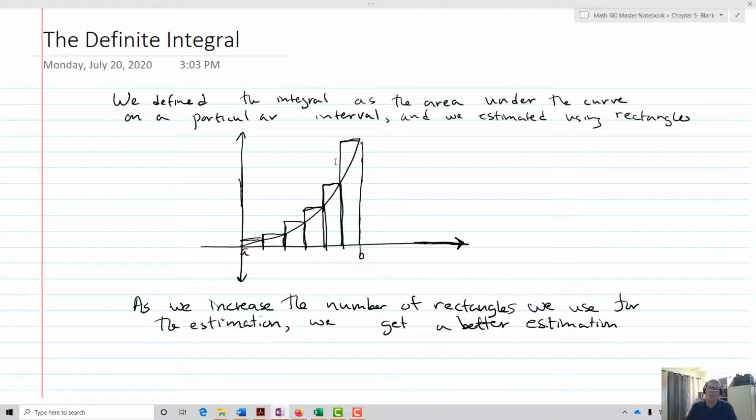So we define the integral as an area under the curve on a particular interval, and we estimate it using rectangles, like this picture right here. As we increase the number of rectangles we use for the estimation, we're going to get a better and better estimation. And it's that idea, that as we increase the number of rectangles, we get something closer and closer to the actual area underneath the curve, that allows us to have the definition of the definite integral.